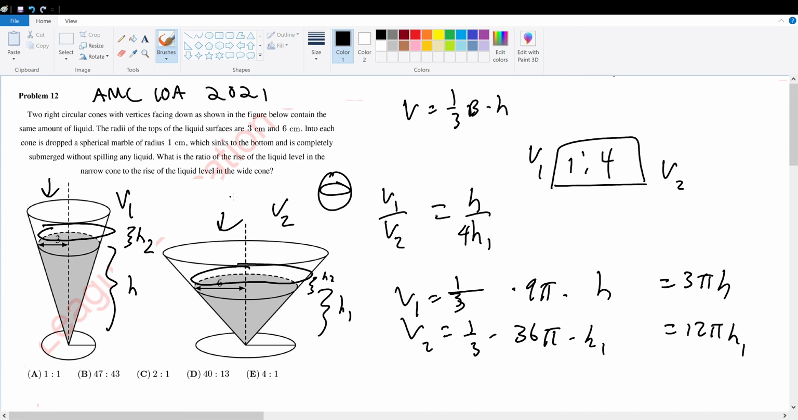But what do we want from the question? We want to know the ratio of the rise of the liquid level in the narrow cone to the rise of the liquid in the wide cone. So what is the narrow cone? The narrow cone will be V1, the wider cone will be V2. And since we find the ratio of these two, that will obviously be answer choice E, and we are done.